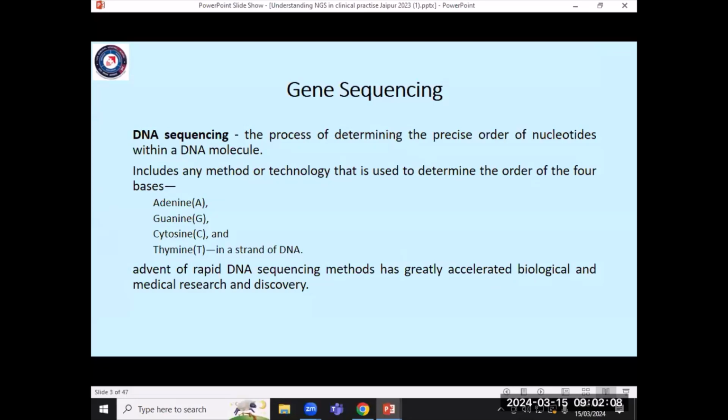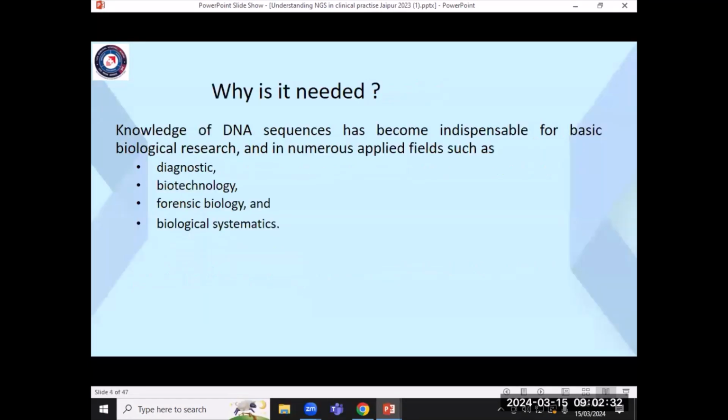Gene sequencing basically means looking at the order in which the nucleotides are placed: adenine, guanine, cytosine, and thymine. That is all we are looking at. The advent of rapid DNA sequencing methods has accelerated the technology. Right now it is a matter of just 5 days to get results. It's like instant noodles. Now we have instant sequencing data also.